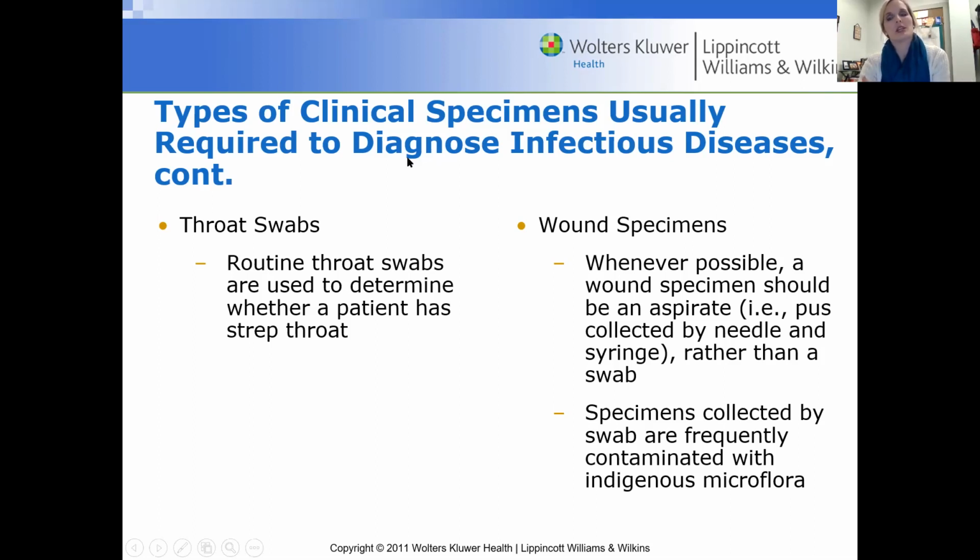In the event that a patient has a wound that appears to have become infected, a wound specimen should be an aspirate. Meaning that's going to be pus collected by a needle instead of using a swab. And you guys probably already know why a swab is not great. When you use a swab, remember our skin contains indigenous microflora, and that swab is going to pick up that indigenous microflora. And we really only want to figure out what the pathogen is that's present in the pus. So again, it mentions there that specimens collected by a swab are oftentimes contaminated by that microflora.